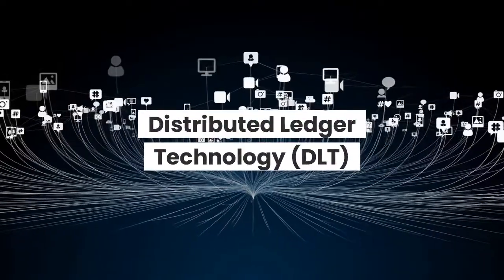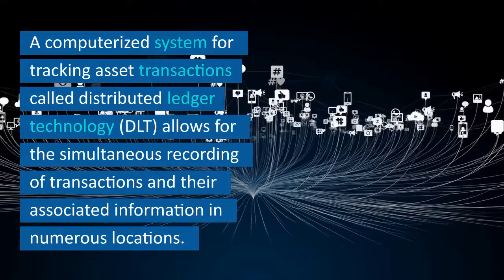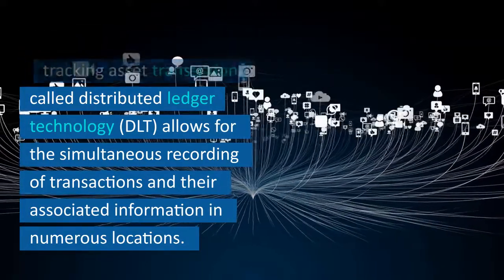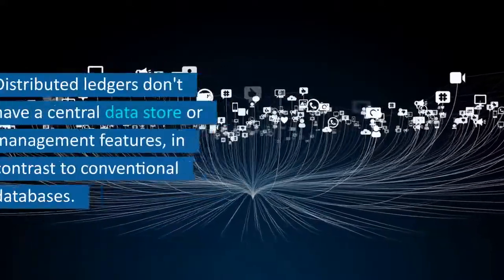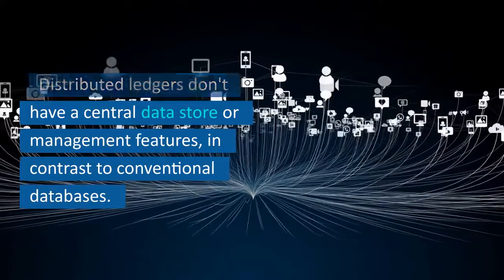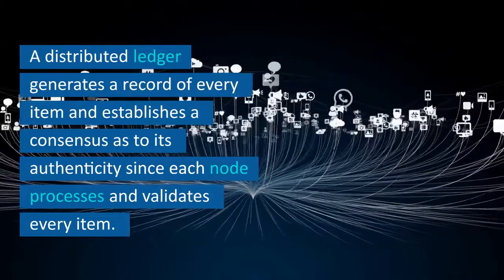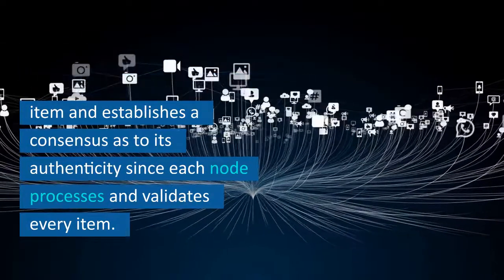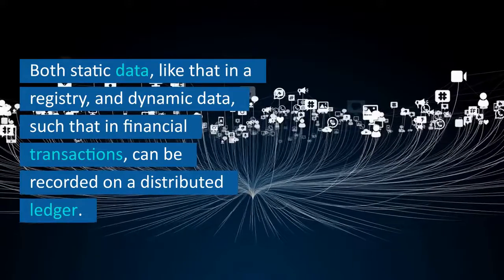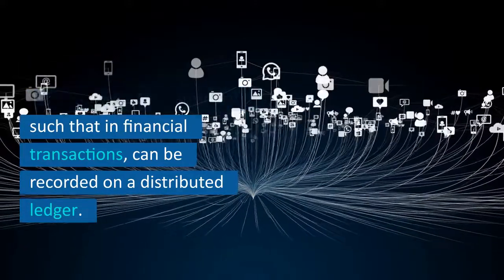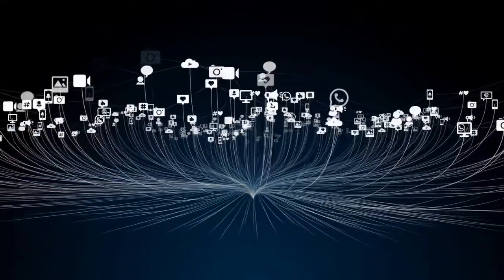Distributed ledger technology, DLT. A computerized system for tracking asset transactions called distributed ledger technology, DLT, allows for the simultaneous recording of transactions and their associated information in numerous locations. Distributed ledgers don't have a central data store or management features, in contrast to conventional databases. A distributed ledger generates a record of every item and establishes a consensus as to its authenticity since each node processes and validates every item. Both static data, like that in a registry, and dynamic data, such as that in financial transactions, can be recorded on a distributed ledger. A popular example of a distributed ledger system is blockchain.